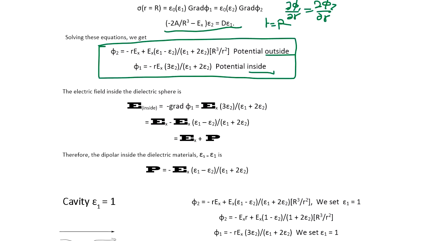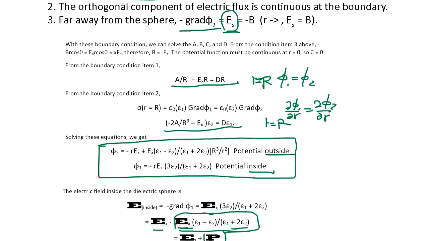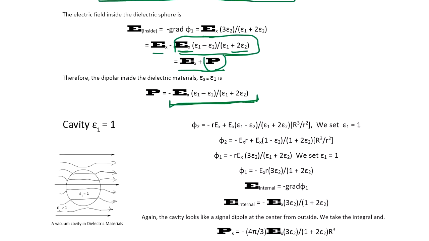So the electric field inside the dielectric sphere is this, which in turn, this part is a contribution from the P. So P is this way. Once we know the P, we know the charge, because Poisson's equation will give it.